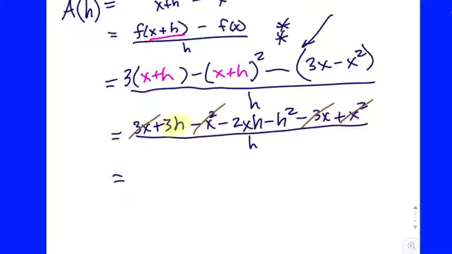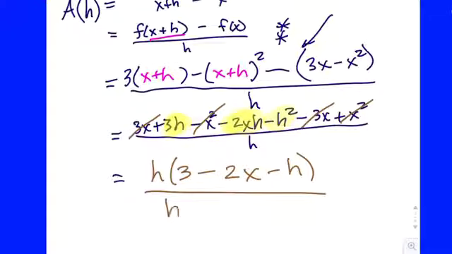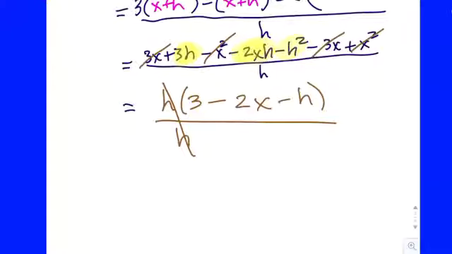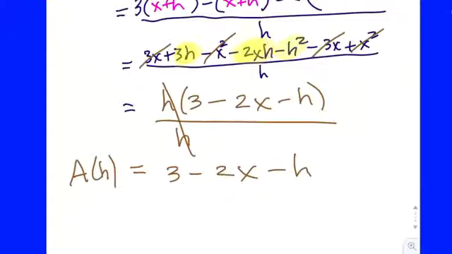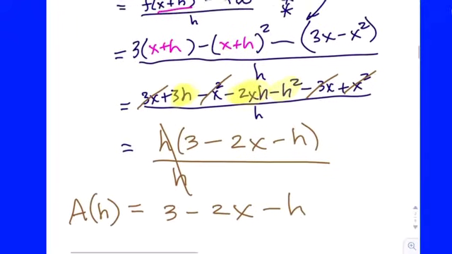So we will factor the h out of those things. Make sure you keep the negatives where they're supposed to be. So h times (3 minus 2x minus h) all over h. And then we can divide that out and we get 3 minus 2x minus h. This gives us the average rate of change as a function of h, as a function of both x and h actually. Because I treated x as a constant, I can now let it be a variable again.